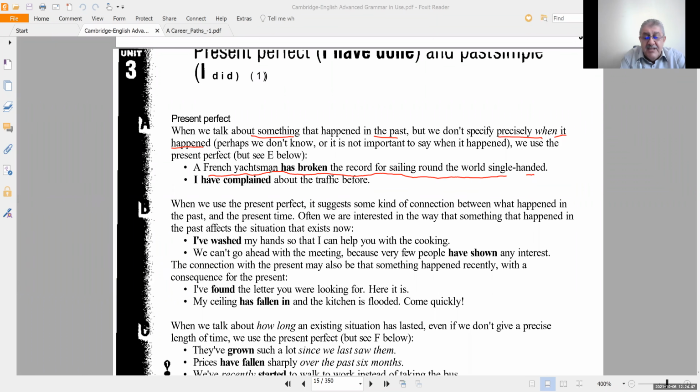A French yachtsman يعني اليخت، كلمة اليخت أو القارب الكبير. A French yachtsman has broken the record. حطم الرقم القياسي for sailing around the world single-handed أي بذراع واحدة. ممكن هو من ذوي الاحتياجات الخاصة أو من ذوي الهمم. We don't say معاق, we don't say disabled, we say people with special needs. فهذا الشخص أنجز هذا الإنجاز. Has broken the record for sailing around the world. حطم. طبعا لما نجي نترجم هذا الكلام للعربية هنستخدم الزمن الماضي.